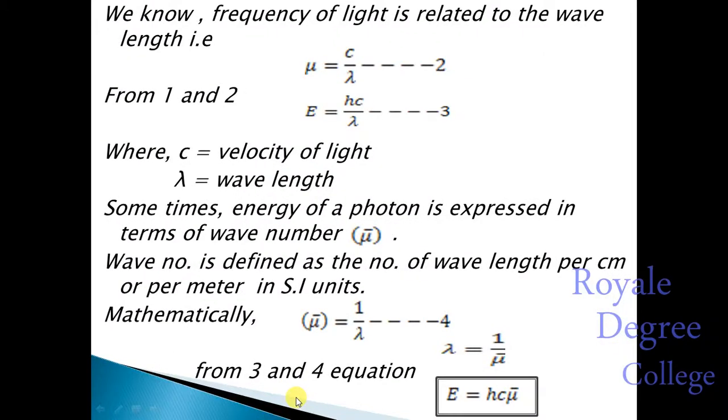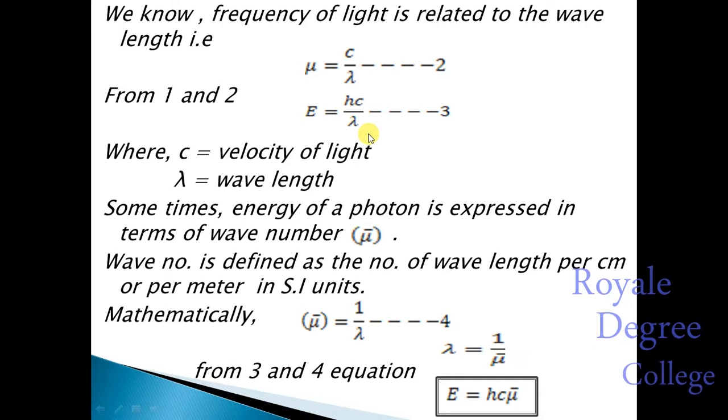We know frequency of light is related to the wavelength. That is, mu equals c by lambda. It is our equation number 2. From equation 1 and 2, E equals hc by lambda. It is our equation number 3, where c is called the velocity of light and lambda is the wavelength.